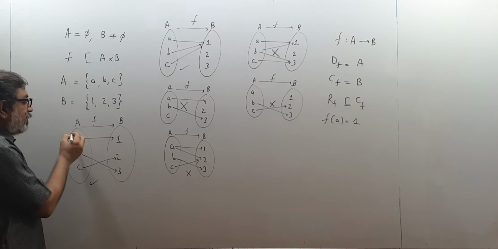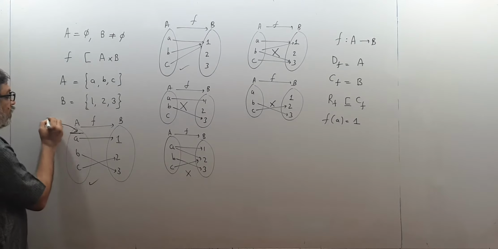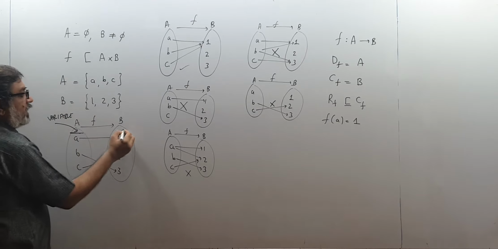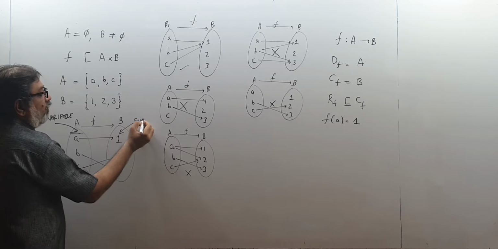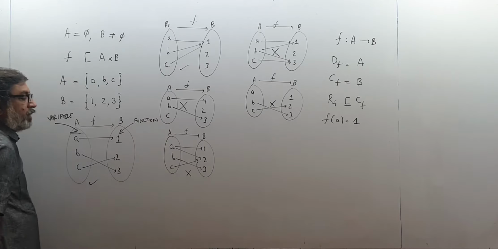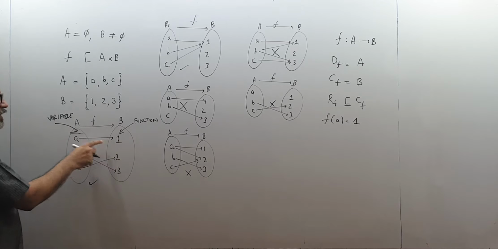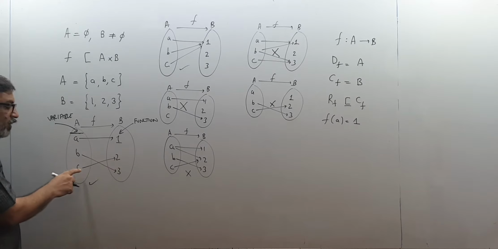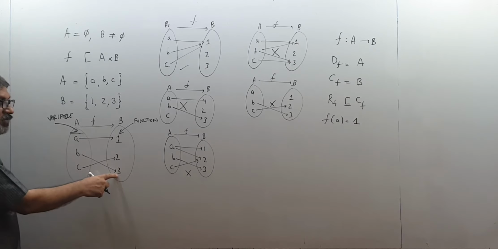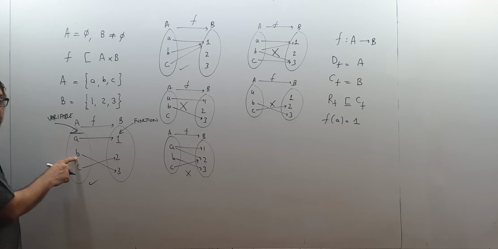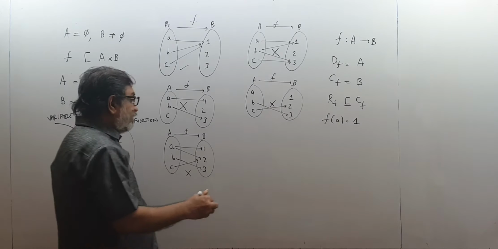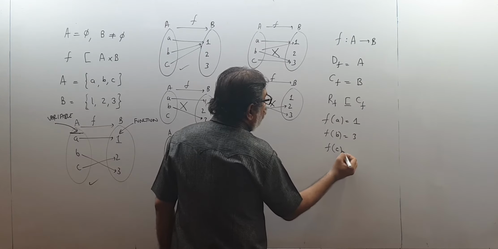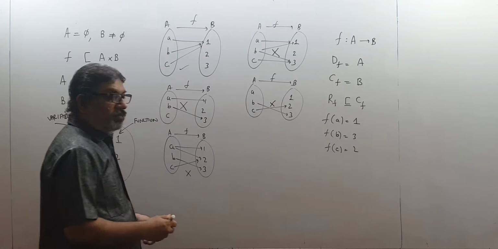When the value of variable, from here I will get value of variable from the domain, and here I will get value of function. So 1 is the value of function when the value of variable is A. 2 is the value of function when the value of variable is C. 3 is the value of function when the value of variable is B. So I will write it as F of B is 3 and F of C is 2. We will think like this.